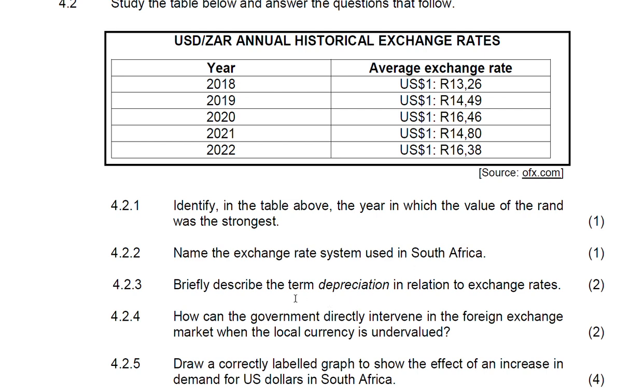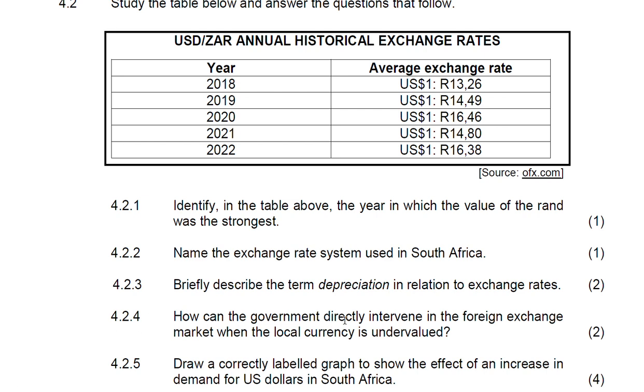So what does it mean? Then we need to briefly describe. To describe, we are going to get 2 marks because we are not listing, naming or identifying, but we need to describe or explain what it means when we're saying the rand has depreciated against the USD. A decrease in the value of a currency in terms of another currency due to changes in the forces of demand and supply is called a depreciation.